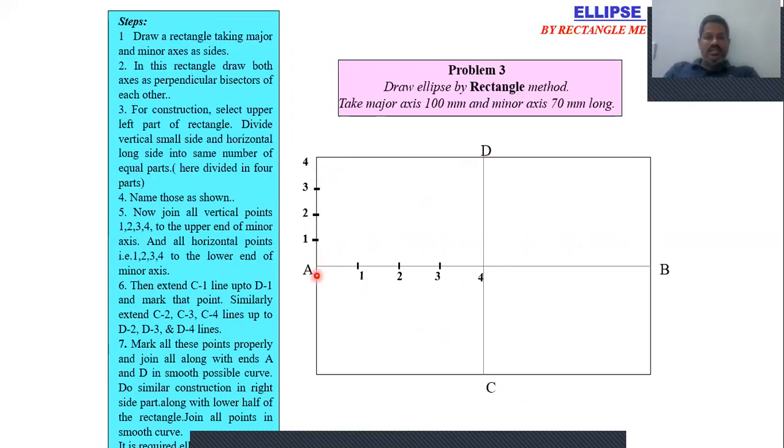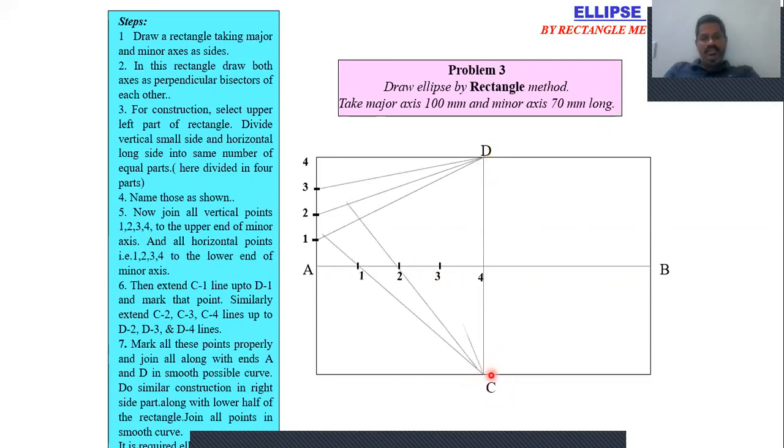Then join the horizontal points with the bottom end of the minor axis. The upper end of the minor axis is joined with the height points. Then the lengthwise points are joined with the bottom end of the minor axis. So the bottom end is C here, the upper end is D here. So join all those points like this. The upper end of the minor axis is joined like this. Then the lower end of the minor axis is joined like this.